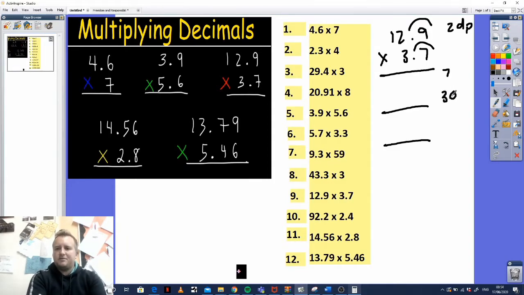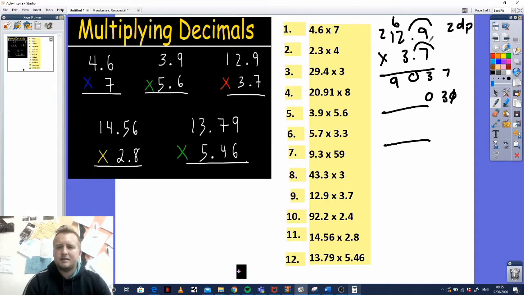I'm multiplying by 7 and I'm multiplying by 30 because now it's 129 times 37. 7 times 9 is 63. 7 times 2 is 14. Plus 6 is 20. 7 times 1 is 7. Plus 2 is 9. You've got 903. Multiply by 30. No, I want to multiply by 3. So let's multiply by 10 first. Boom, put the 0 there.